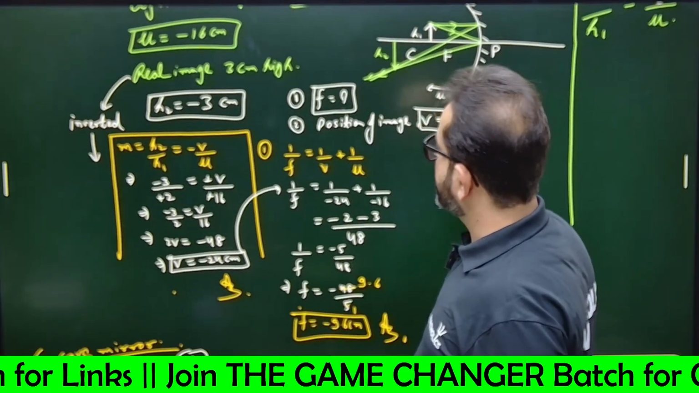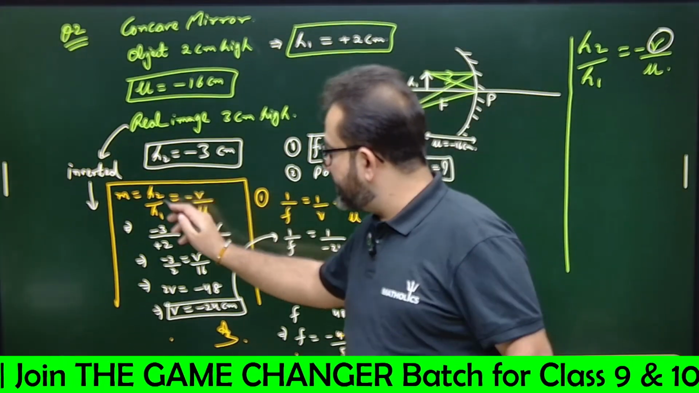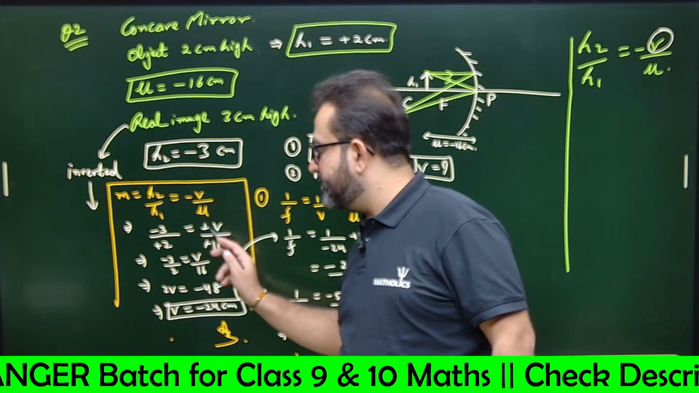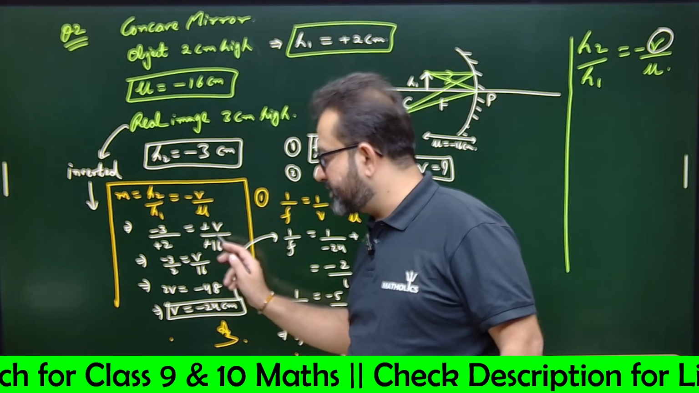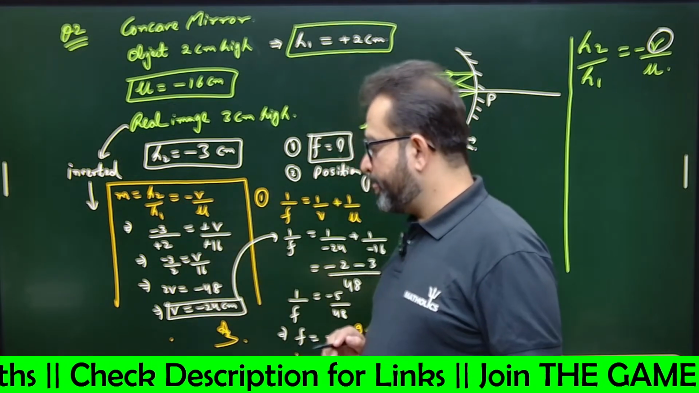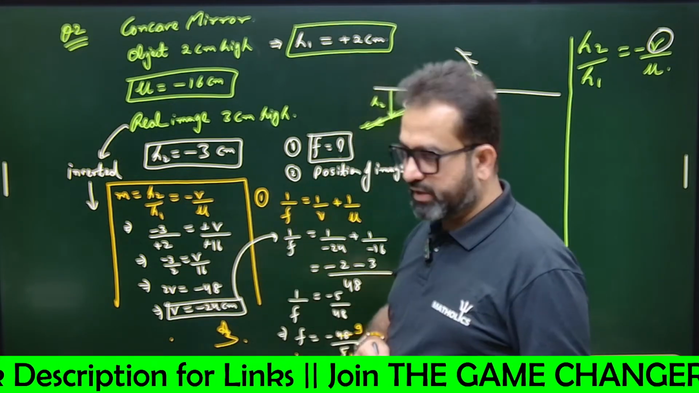Okay, now is it clear? Now see, H2 by H1 is what? H2 is minus 3, H1 is 2, minus of V is V, okay? And this is minus 16. Minus minus cancelled. So 16 into minus 3 by 2. Answer will be V equals to minus 24 centimeter.